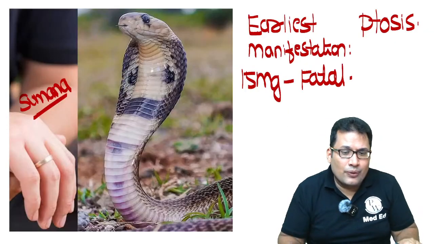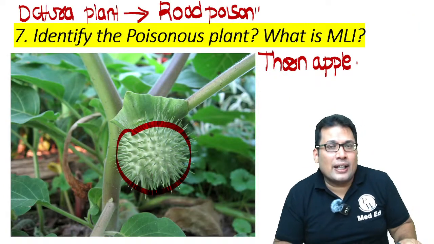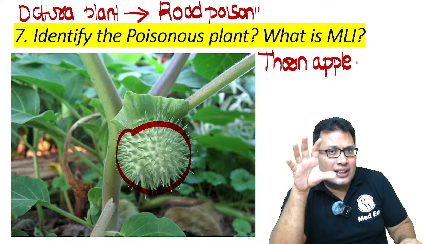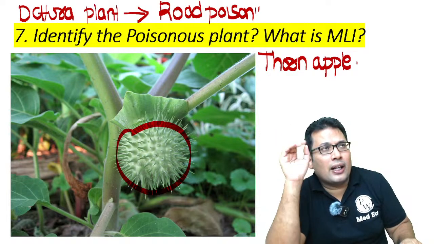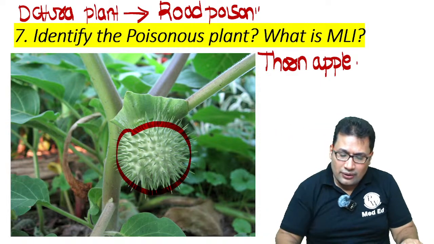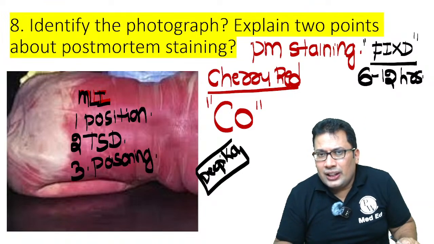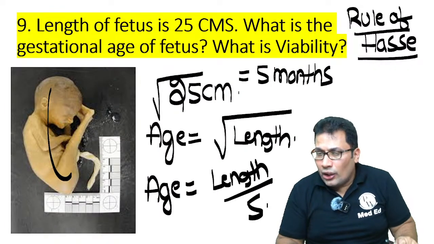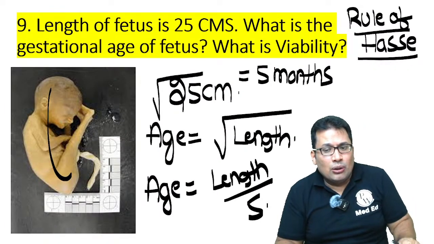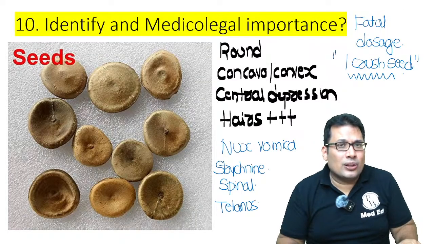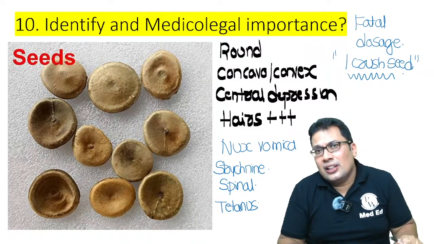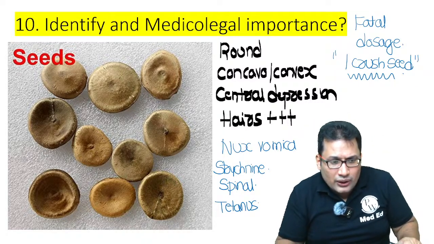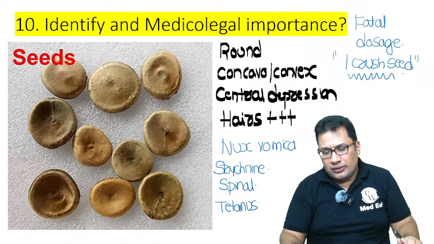Then come the poisonous plants, either it can be oleander, yellow oleander, pink oleander, it can be Ricinus communis castor plant, it can be datura plant. So what is the medico-legal importance? Then the postmortem staining, rigor mortis, decomposition, mummification can be asked. Then one usual question is the wet specimen fetus given, rule of Haase. And the last one is about the seeds. It can be chili seeds, datura seeds, castor seeds, croton tiglium seeds, Semecarpus anacardium, anything that can be asked from toxicology. So this completes your today's session.